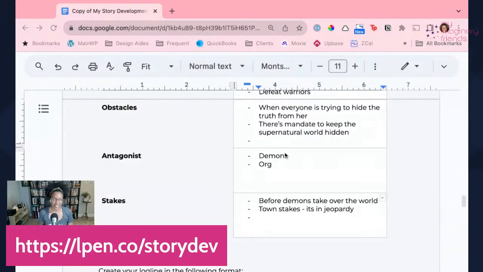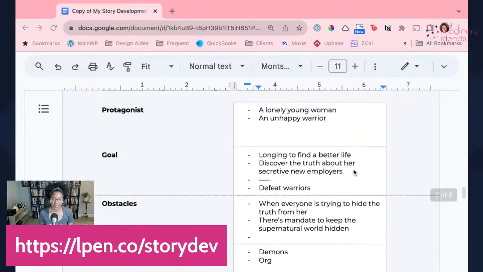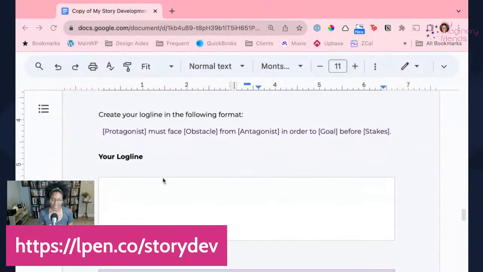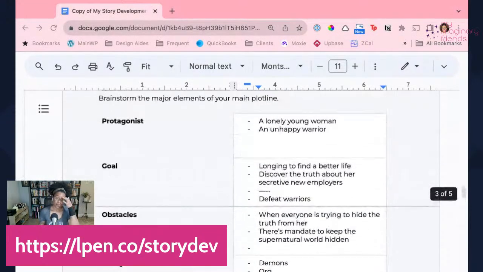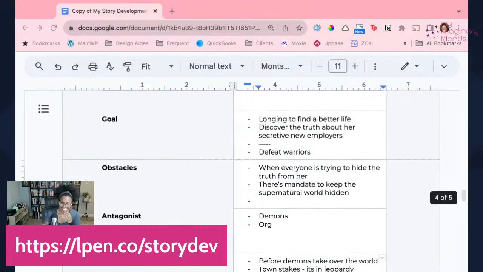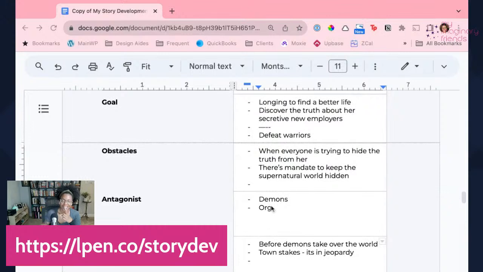Town stakes. All right. So I'd probably work on this some more until I can get to something like, let's see if we can do it. A lonely young woman and an unhappy warrior who want to save their town from the demon scourge.